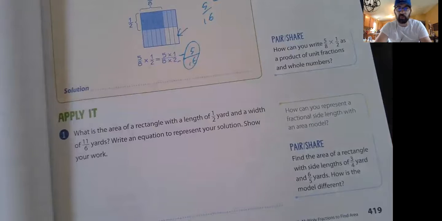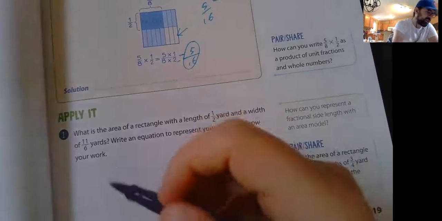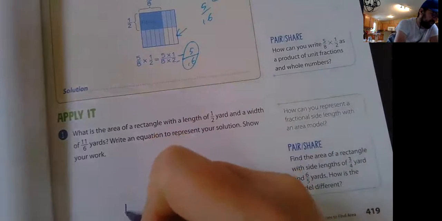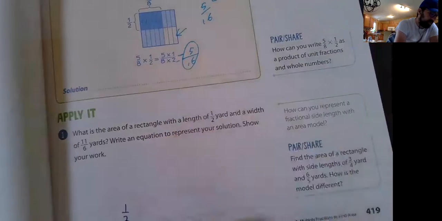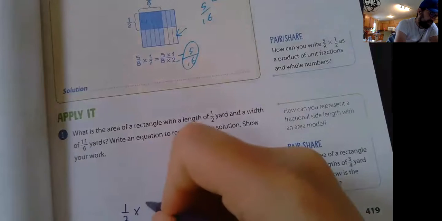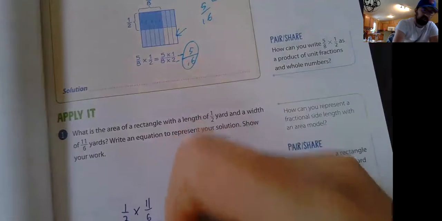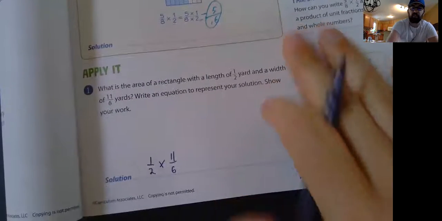What is the area of a rectangle with a length of 1/2 yard and a width of 11/6 yards? Write an equation that represents your solution. Show your work. We could draw a model of this, but it does not ask us to do that. It's just asking us to write an equation. So my equation would be 1/2 of 11/6, right? 1/2 of 11/6.